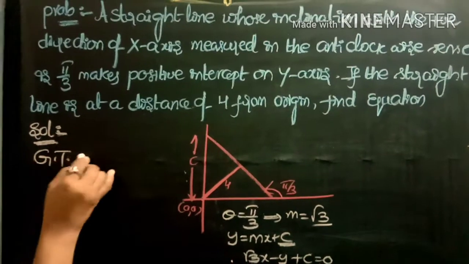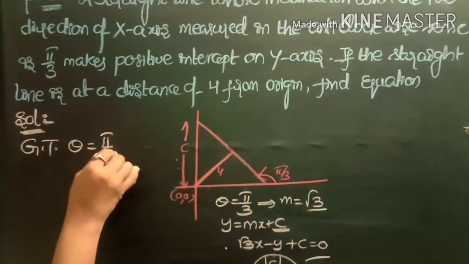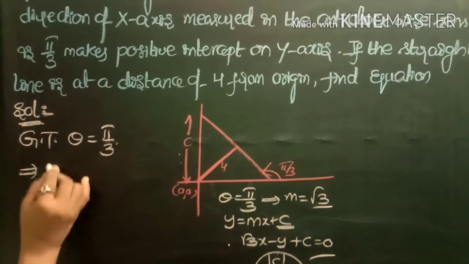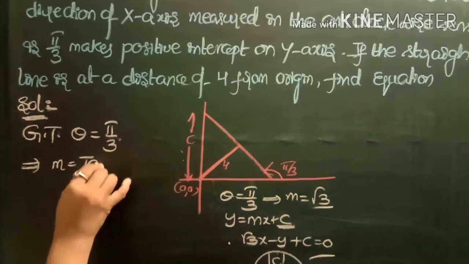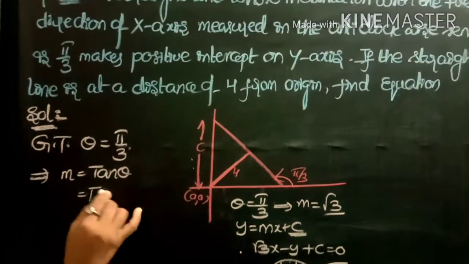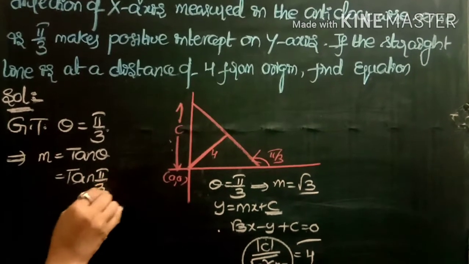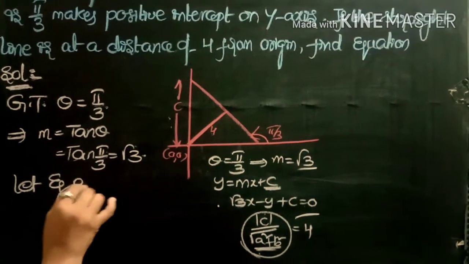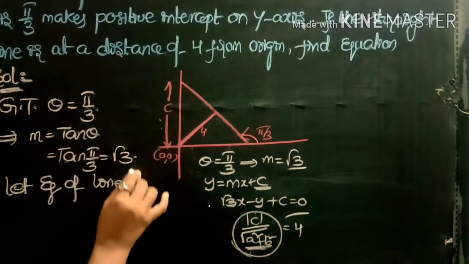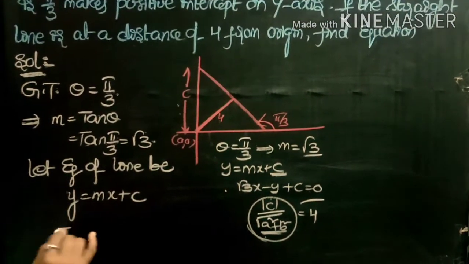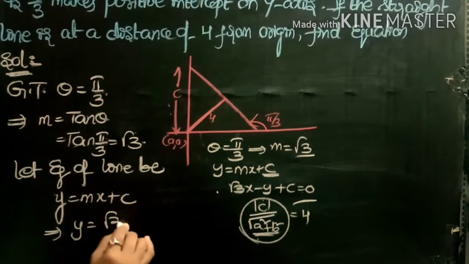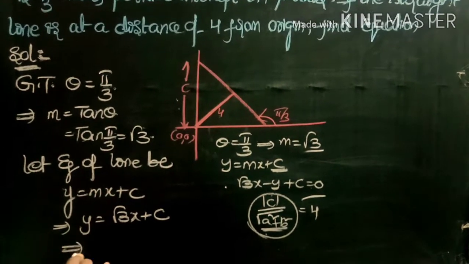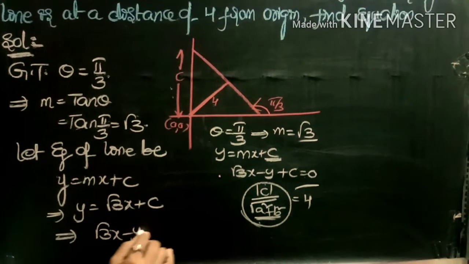First, we take the given data. Given that theta is equal to pi by 3, from this theta we take the slope value, m is equal to tan theta, tan pi by 3, that is root 3. And next we take the equation of the line. Let the equation of line be y is equal to mx plus c, which implies y is equal to root 3x plus c. That is, the equation of line is root 3x minus y plus c equal to 0.